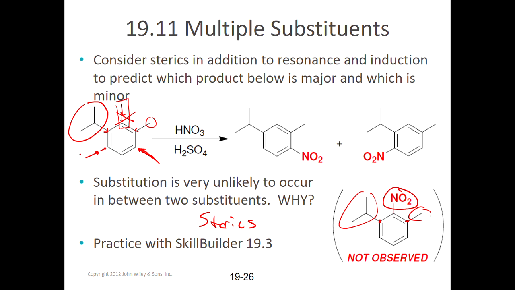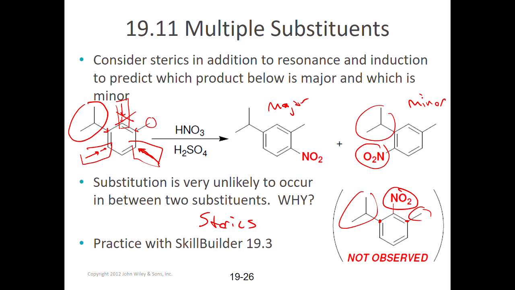So then it comes down to a competition between this site here and this site here, and they're equally activated by both groups electronically. The difference again is sterics, right? There's a little bit more sterics over here between the larger groups. So this would be the major product and this would be the minor. Right? So this is tricky.